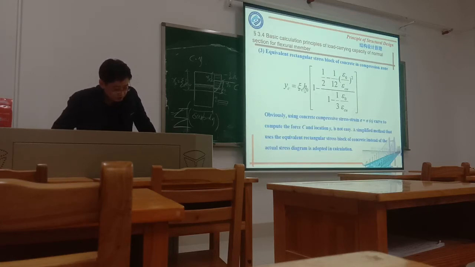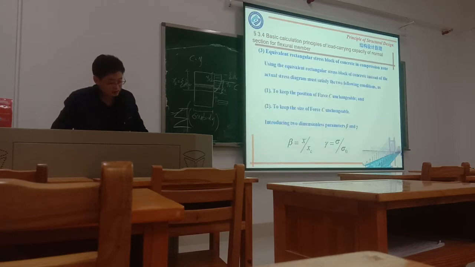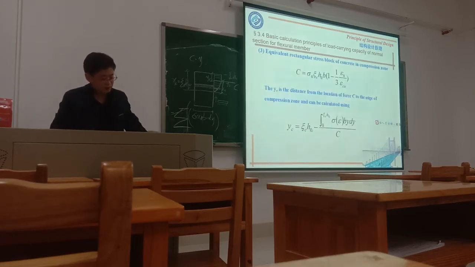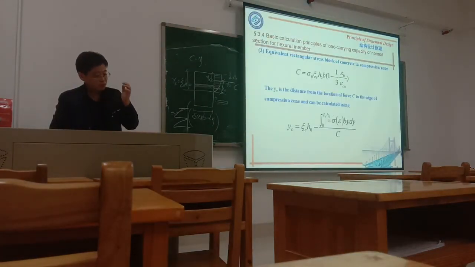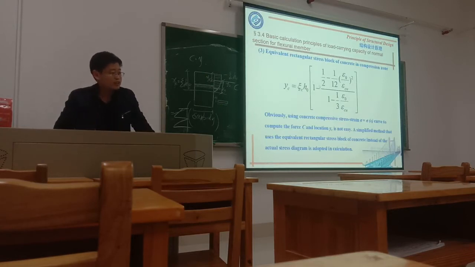So here C equals this, just move this, because you see H0 outside from this formula, and do this integral. Finally you find this result is like this. It looks so complicated. So basically, using this complete compressive stress-strain curve to compute the force C and the location of C is not easy. It's so complicated.